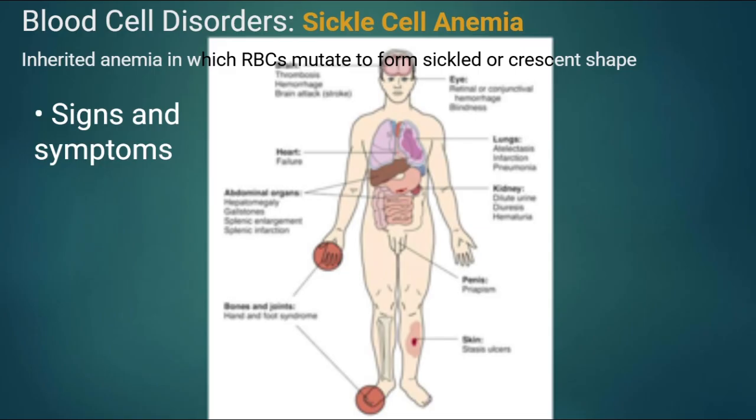Bones and joints. Painful episodes are common, especially in the hands and feet, hand-foot syndrome in children. Penis. Males may experience priapism, a prolonged and painful erection caused by trapped sickled cells. Skin. Poor circulation leads to stasis ulcers, particularly around the lower legs and ankles. As LPNs, it is critical to recognize these symptoms early, provide supportive care during crises, and teach patients how to prevent triggers such as dehydration, infection, and extreme temperature exposure.